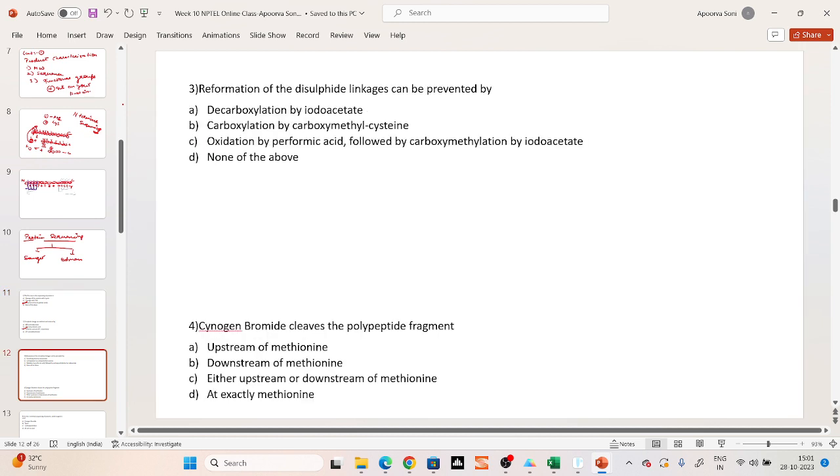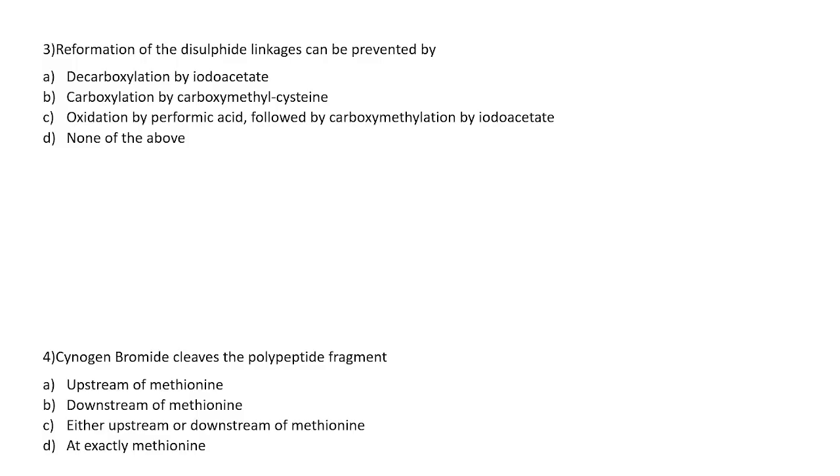Okay, next question, I'll just do it in this mode. It would be easier for you to understand. So next is: reformation of the disulfide linkages can be prevented by A, decarboxylation by iodoacetate; B, carboxylation by carboxymethyl cysteine; C, oxidation by performic acid followed by carboxymethylation by iodoacetate; or D, none of the above. Think what should be the answer. Those who are watching it on YouTube, you can also think of what can be the answer. I'll give just 1 minute for you to think.